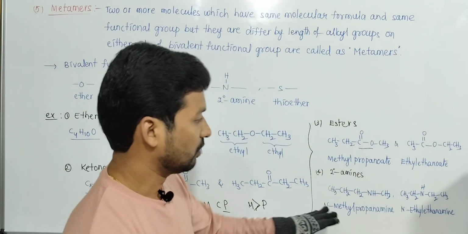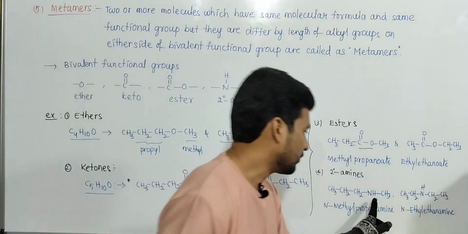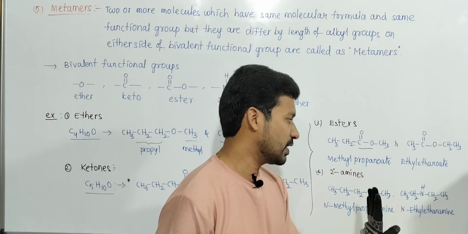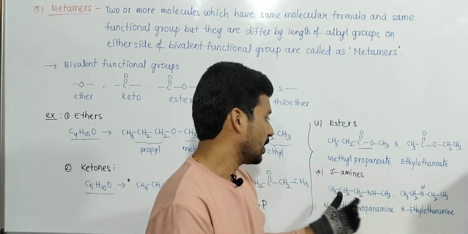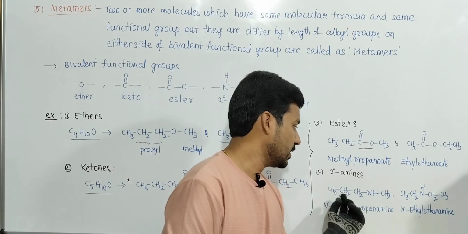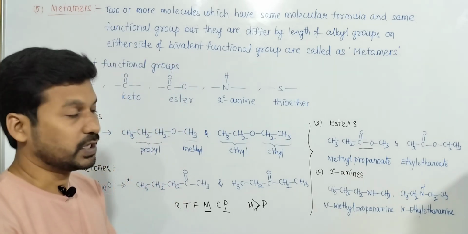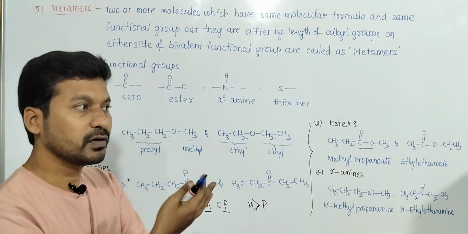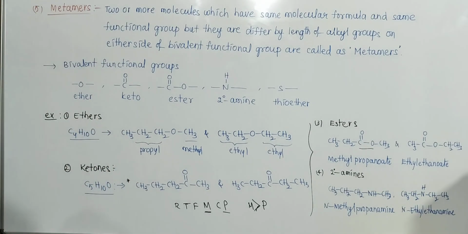These two are metamers. The functional group is the same, a secondary amine functional group, and the molecular formula is the same, but the alkyl groups present on the functional group are different: ethyl here, propyl and methyl there. Okay, these are metamers. Next I will give two examples that give full clarity regarding structural isomerism.